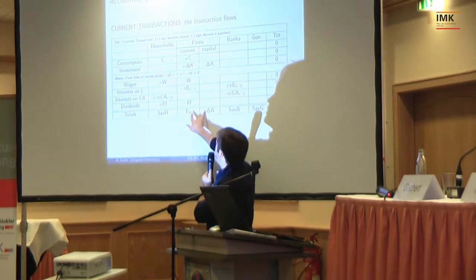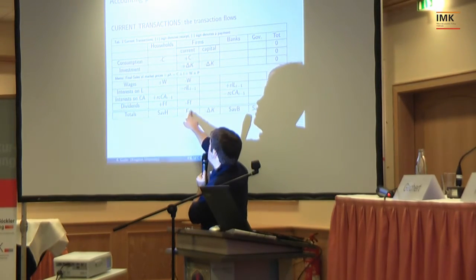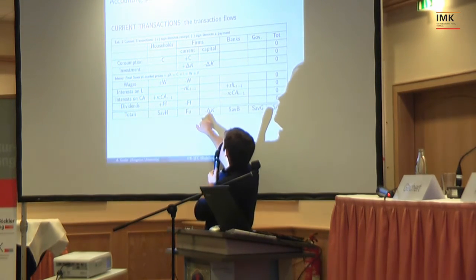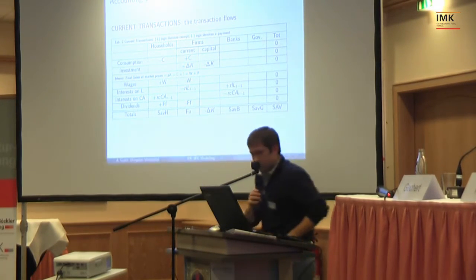What you see here is that when you divide between the current income and the capital income, you see that the retained earnings are savings for the firm, but also that the investment here is an expenditure for the firms.